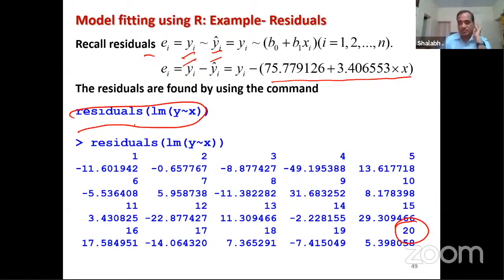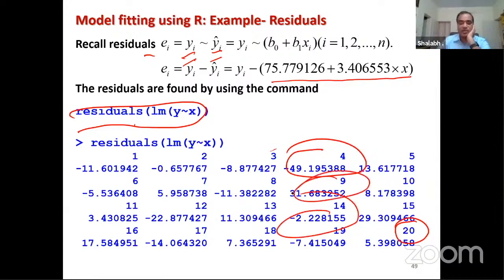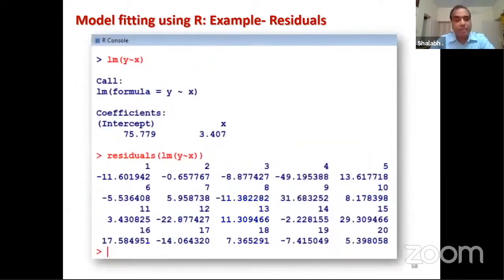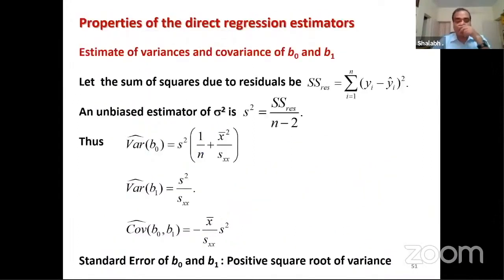You can see that in some cases the residuals are quite high, and in some cases they are quite low. It depends on what form of the model you have assumed to fit your data. If you change the form of the model, these values are definitely going to change. This is the screenshot, so if you try it yourself, you will get the same outcome.